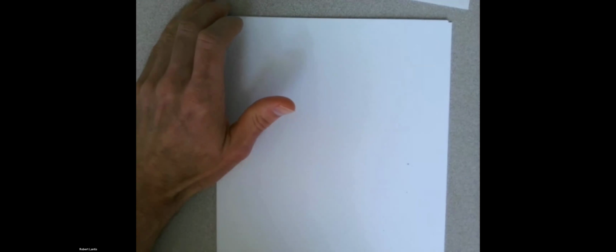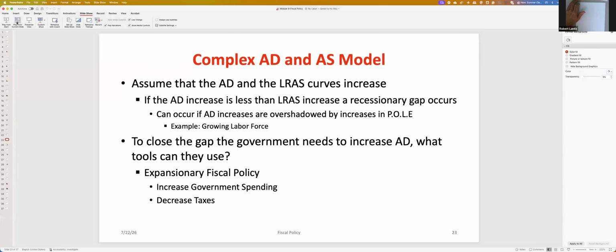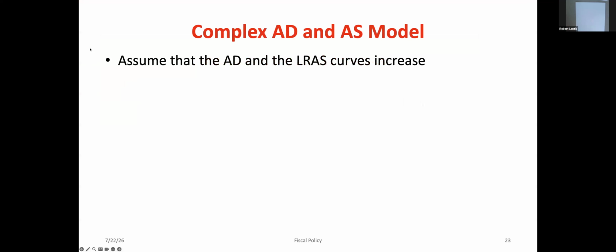So the next thing that we'll talk through is how we use this fiscal policy and some things that might complicate it a little bit. So we'll go here. I think this is slide 23. So let's think about if we have a slightly more complex model where we're looking at long run aggregate supply and aggregate demand. So let's assume that they both increase.